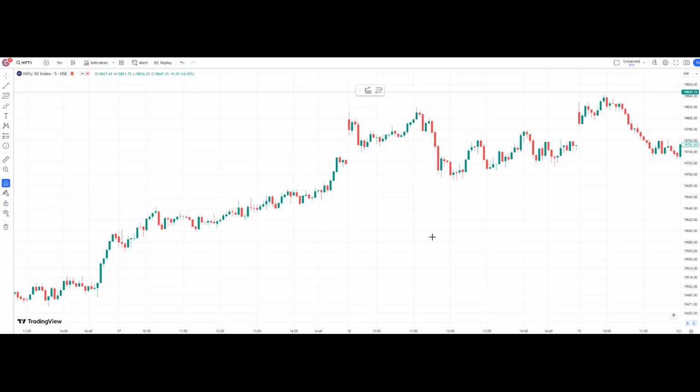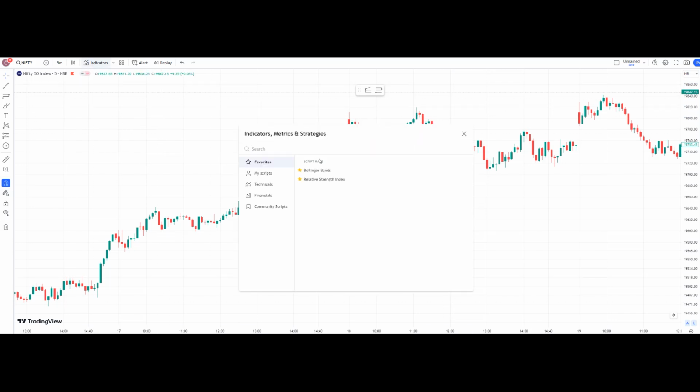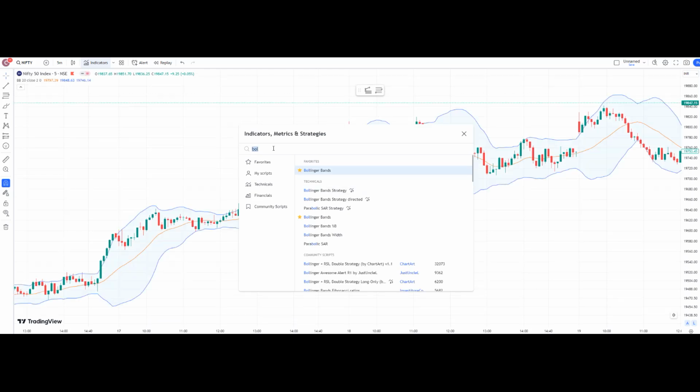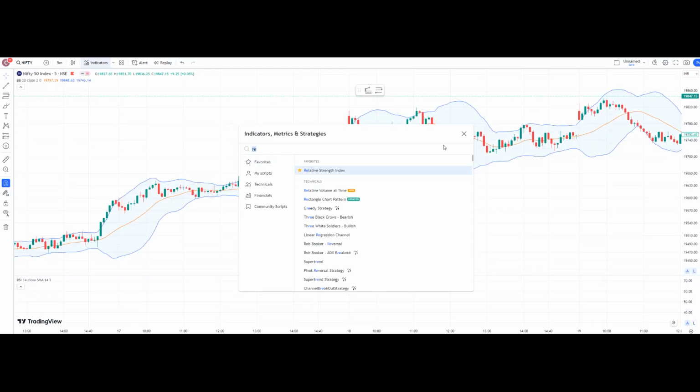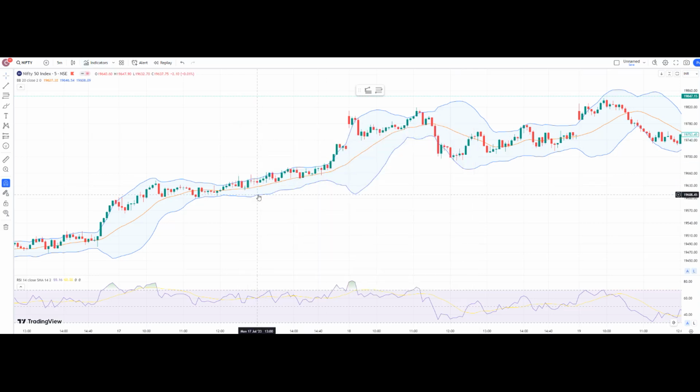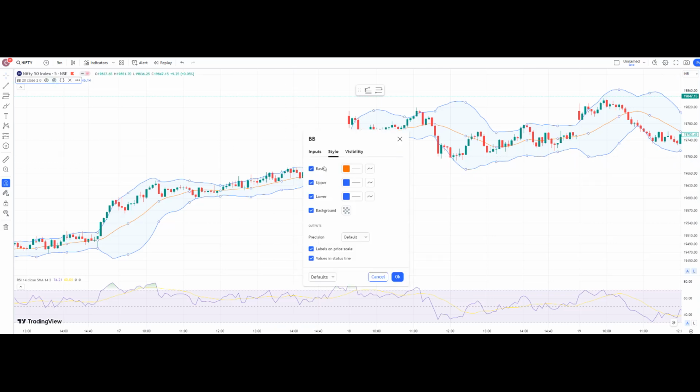We can see how to add the Bollinger Band in TradingView. Go to the indicators and type Bollinger Bands. The second indicator is relative strength index. We are not going to change anything in the settings of the Bollinger Band. Click on settings here, and we'll explain what the inputs and the style are. Here the length is 20. So what does the 20 mean? That is the 20 SMA.